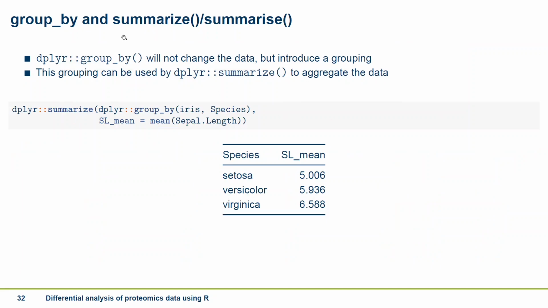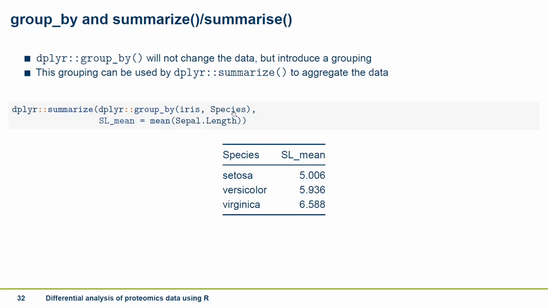In other cases, you may want to summarize the data, for example, aggregate the data to have, for example, a mean value or something like this. And for this, you can use group by and summarize in combination. Here you can see again that summarize can be written with a Z or with an S. And you first start with the group by function. And here in this case, for example, you group the iris data set by the species.